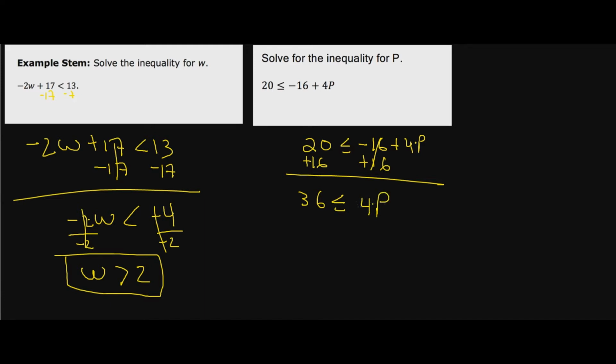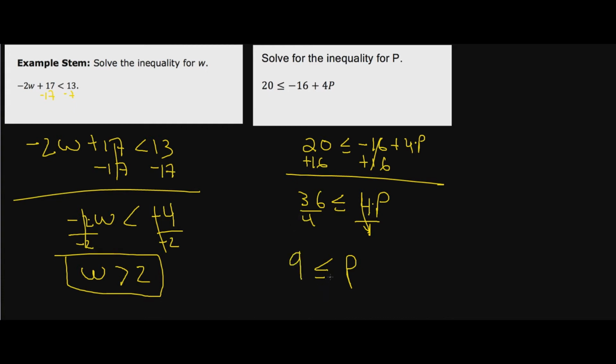Okay, is the 4 a negative? No, it's not. There's no negative here, so we divide by 4 on both sides, okay? And it does not flip our inequality. It only flips it when we're dividing by a negative number or multiplying. In this case, it's a positive 4, so we divide by 4, no negatives, so that stays the same like such. 36 divided by 4, if I recall correctly, is 9.